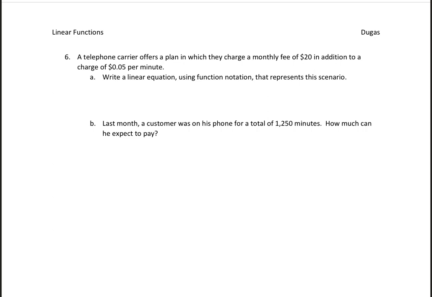Okay, the last example. A telephone carrier offers a plan in which they charge a monthly fee of $20 in addition to a charge of 5 cents per minute. Write a linear equation using function notation that represents this scenario. So notice this time they're not giving us two ordered pairs like in the last one. They're giving us a flat monthly fee and a variable fee. So this is another way to look at linear equations.